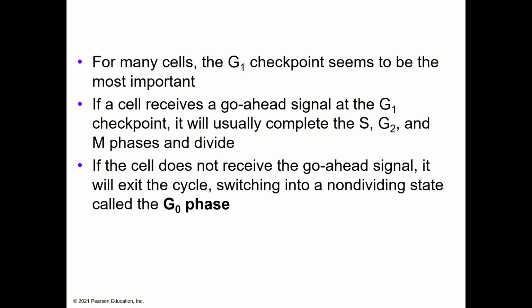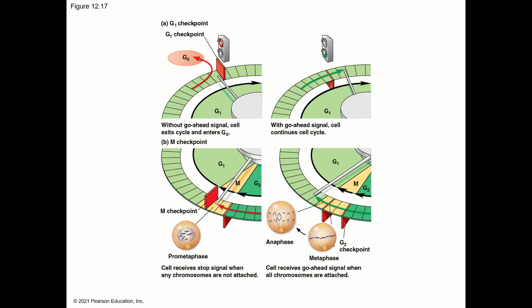If the cell does not receive the go-ahead signal, it will exit the cycle, switching into a non-dividing state called the G0 phase. Essentially, without a go-ahead signal, the cell exits the cycle and enters G0. With a go-ahead signal, the cell continues the cell cycle into the S phase.